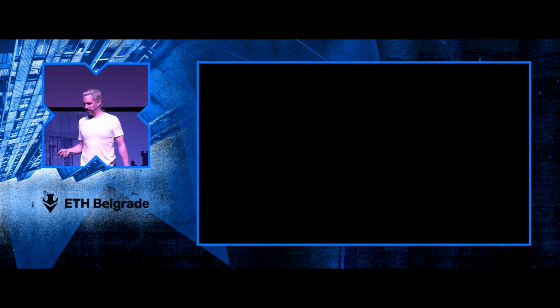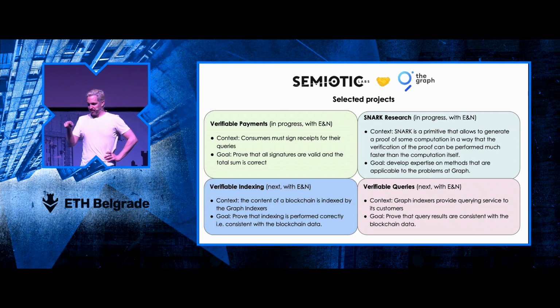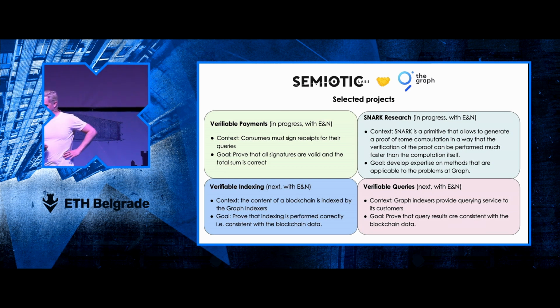So I think the first projects are verifiable payments. That's one of the ideas of having more security when gateways pay the indexer, so that there is less trust. And then verifiable indexing, so that we know, as consumers of The Graph network, that the indexers that index something actually saw the right data. Then there is also a lot of SNARK research to make this stuff more efficient, but I have to admit I'm not very familiar with the mathematics behind SNARKs. I'm happy that I understand private and public key cryptography.